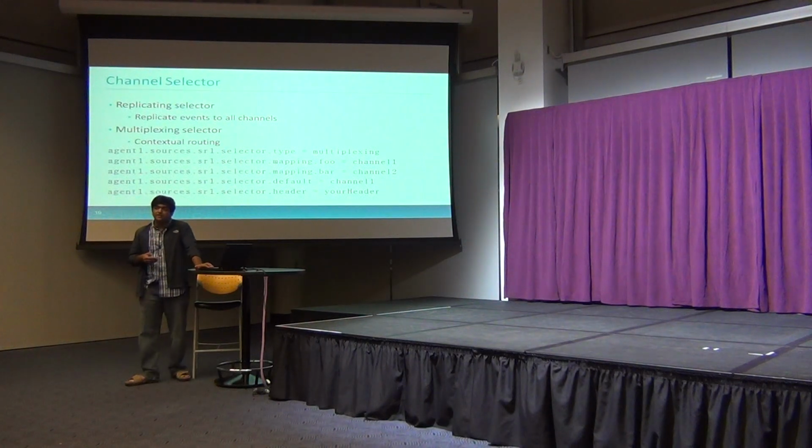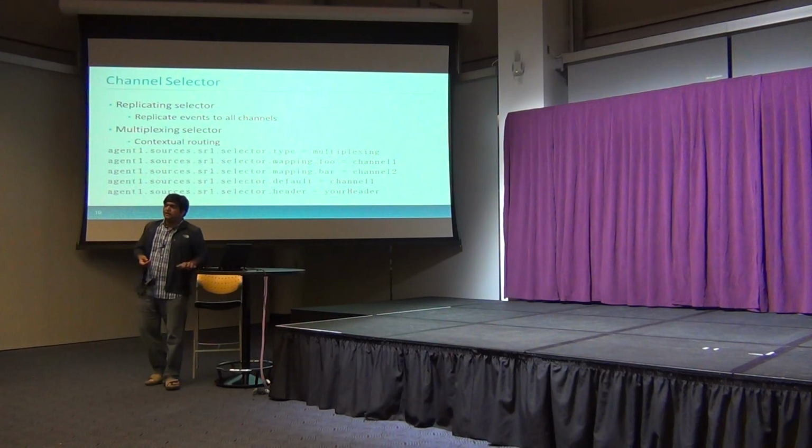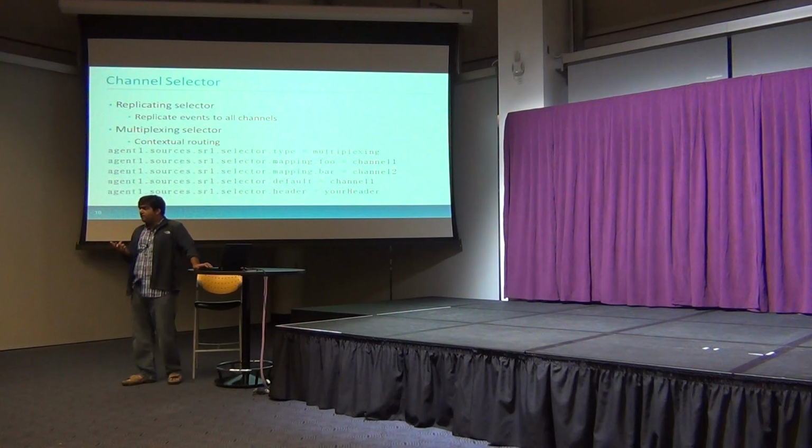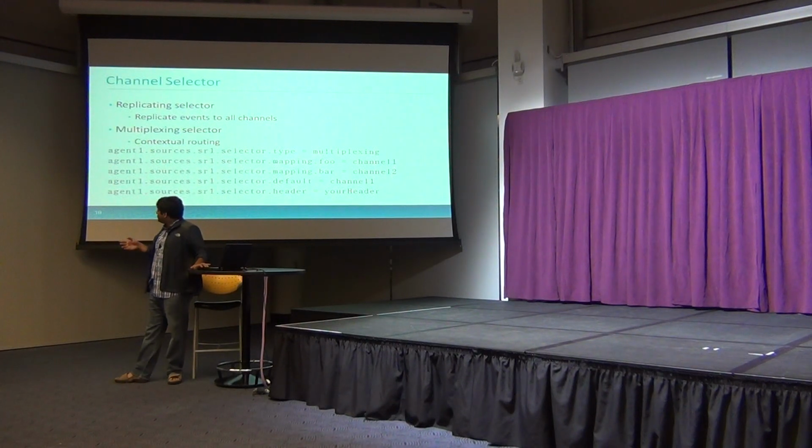So a channel selector is where it is selected to which channel the event actually goes out. The default channel selector is a replicating channel selector. So you say, channels for a particular source is 1, 2, 3, 4, 5. It's actually going to write out to all the channels. But if you use a multiplexing channel selector, it allows you to inspect the event headers. And if the value of the header matches any particular value, it will send it to that particular channel.